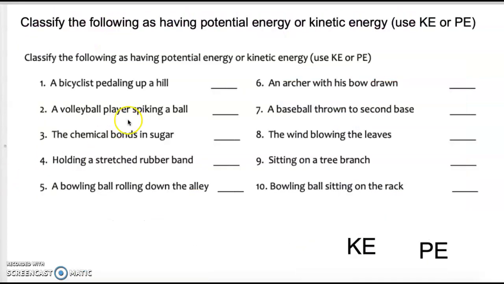All right, so let's practice one more time. I want you to see if you can write these correctly first. So pause the video and see if you can guess which ones are kinetic energy, which ones are potential, real quick. All right, so a bicyclist pedaling up the hill. Well, it's moving, so it's kinetic energy. A volleyball player spiking a ball. Well, it's moving, so it would be kinetic energy.